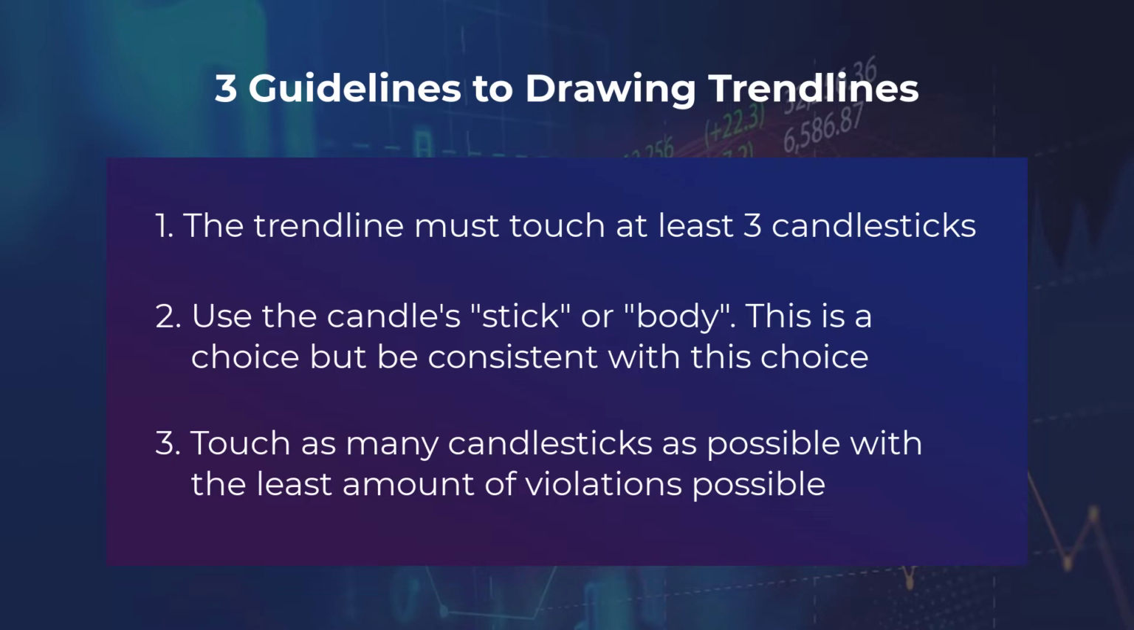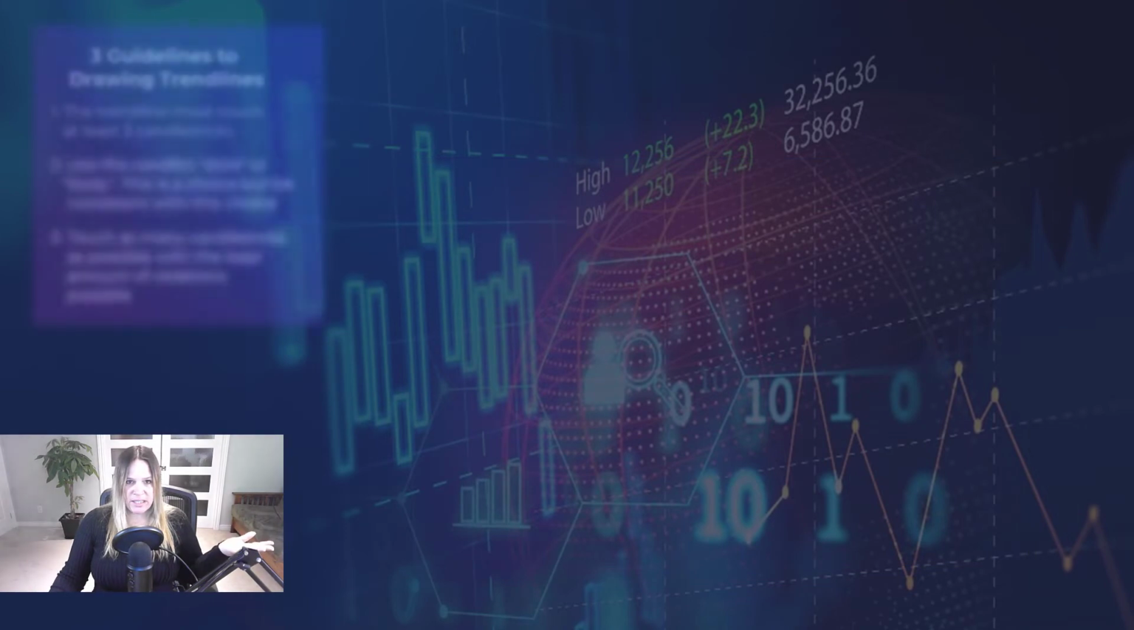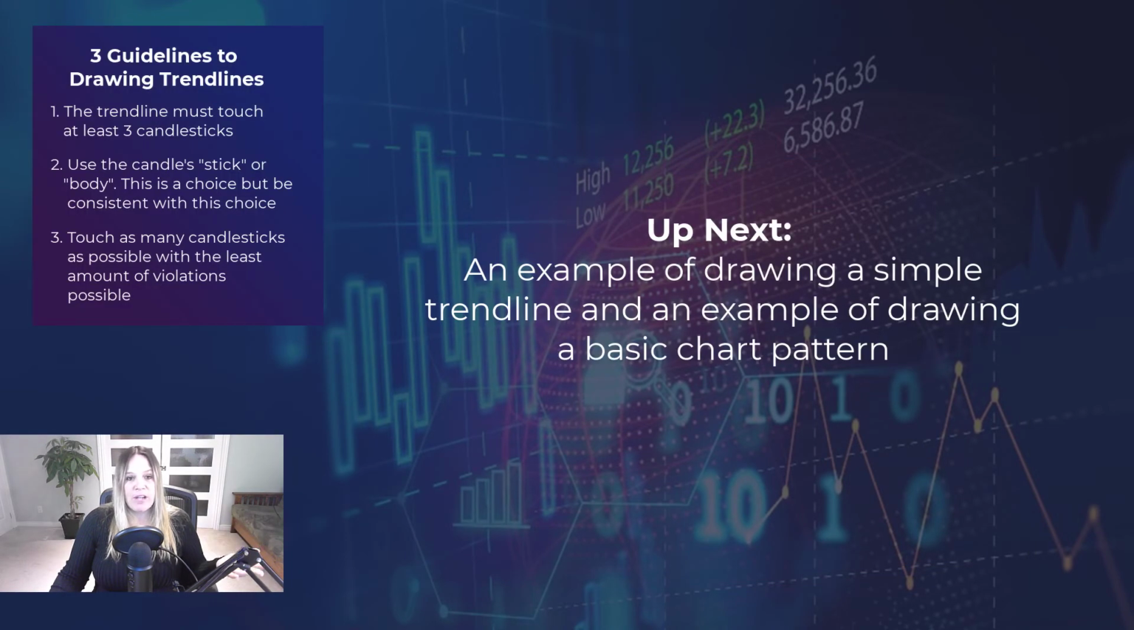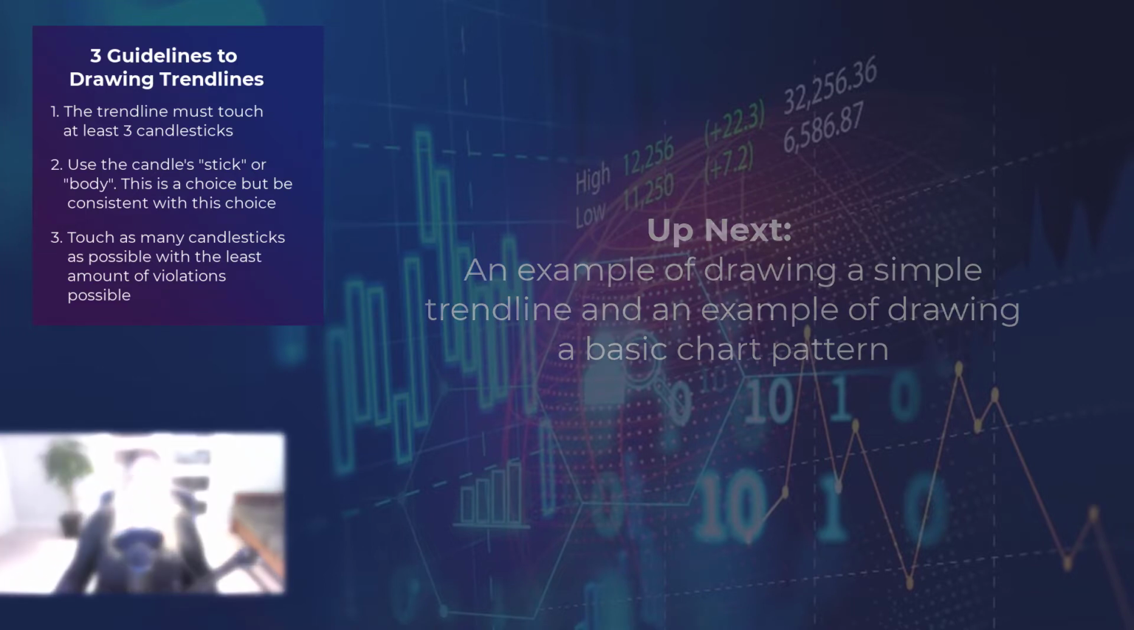If you have a choice to draw it through 3 or 4 candlesticks versus another direction where you have more options of candlesticks, then you need to go with the one that gives you the most options. So now that we have our set of guidelines, we're going to keep this on the screen and we're going to go through an example of just drawing a simple trend line. After that, we're going to do an example of a basic chart pattern. I'm going to show you what to do and what not to do. And also, I'm going to give you an additional little caveat to keep in mind when you're drawing trend lines on chart patterns.